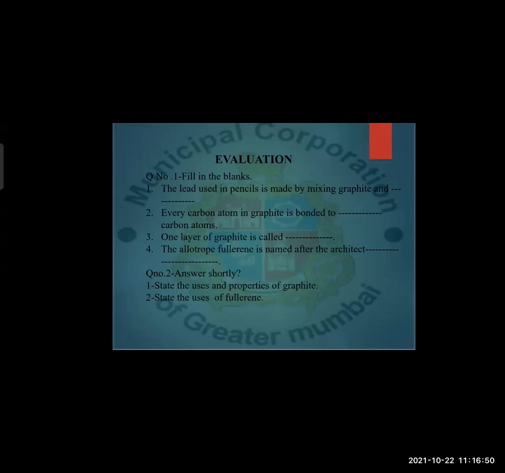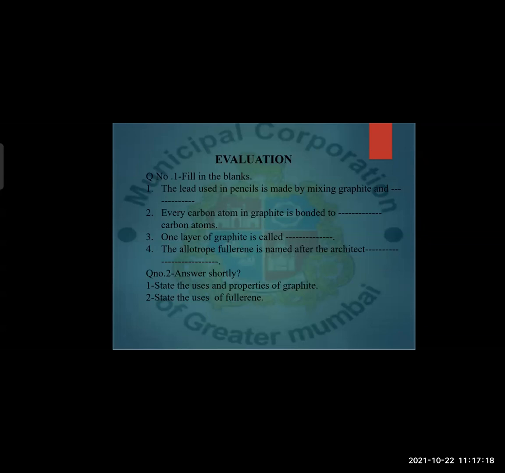Second one: every carbon atom in graphite is bonded to dash carbon atoms to make a hexagonal structure. 3 carbon atoms. Third one: a layer of graphite is called graphene. Fourth one: the allotrope fullerene is named after the architect Richard Buckminster Fuller.